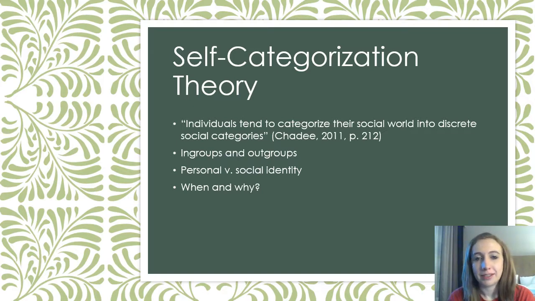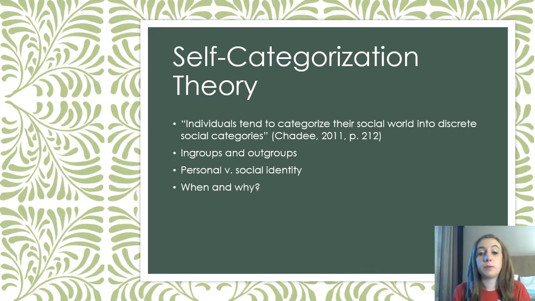Alright, so self-categorization theory. So that theory simply states that individuals tend to categorize their social world into discrete and social categories. In doing so, people define themselves. For example, I am a white female, so I can categorize myself into a white category as well as a female category. And this white female category would be my in-group. Other white women, people like me, but any group that's not like me, so Indian men, they would be my out-group because they're not like me, they're not my in-group.